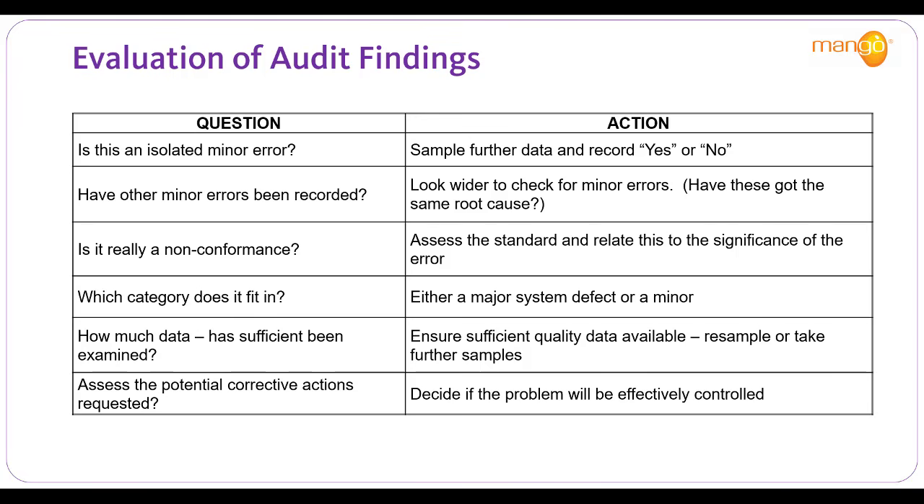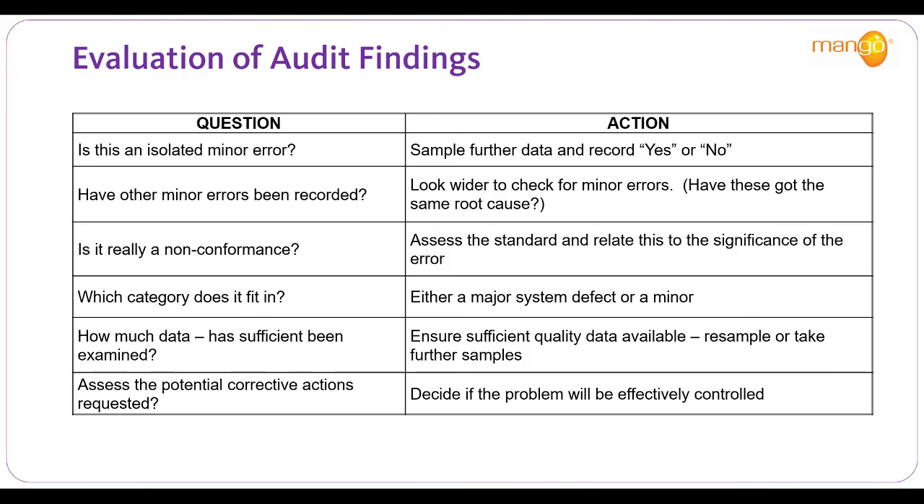You need to determine, is that really a non-conformance? So look at the standard, look at the policies and procedures. Is this significant? Is this not significant? You need to make a judgment call on that. Look at the category that you've categorized it. If it's a minor, then maybe that's not something to worry about. But if it's a major error, then categorize it correctly and maybe get agreement from management on that.